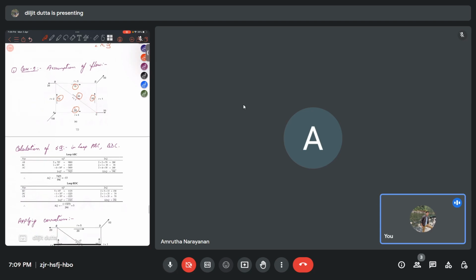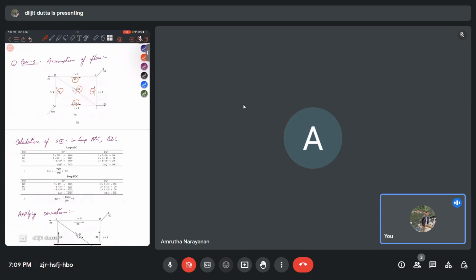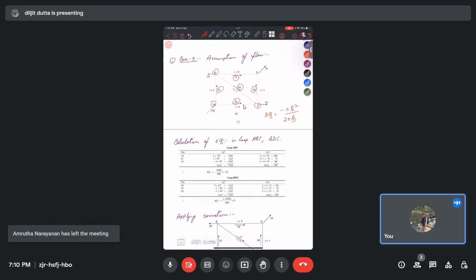So now we will take the two loops. We will follow the Hardy Cross method. For the first loop, that is A, B and C, at AB there is a clockwise flow. So what we found is that delta Q is equal to the sum of RQ square divided by the sum of 2RQ. So this is the formula. How will we proceed?